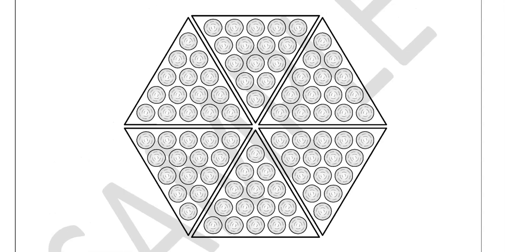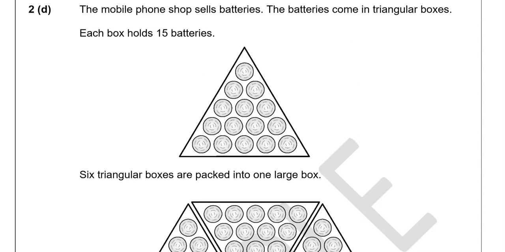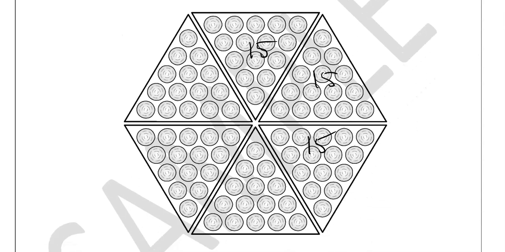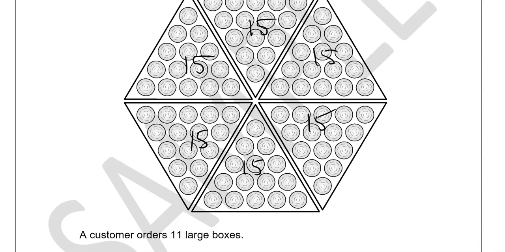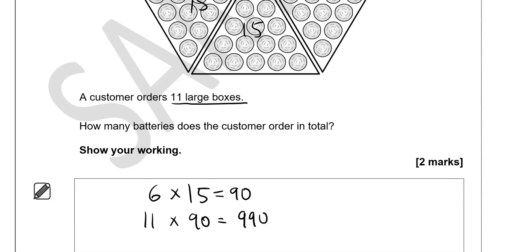Show your working. So first of all, there are 15 batteries in each of the triangular boxes. So that would be 15, 15, 15, 15, 15 and 15. So we're going to multiply 6 by 15, which gives us 90. And if a customer orders 11 large boxes, that means 11 times 90, which is 990.